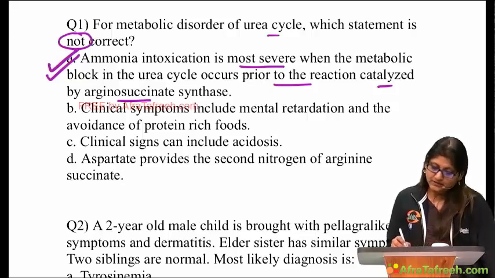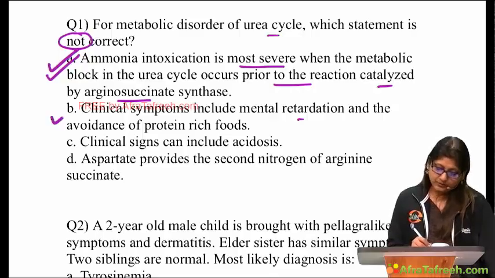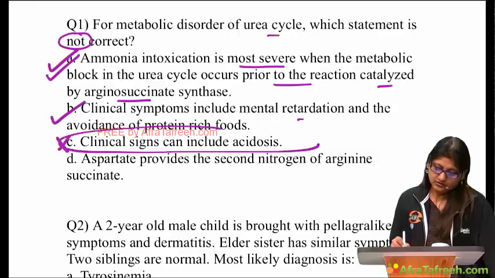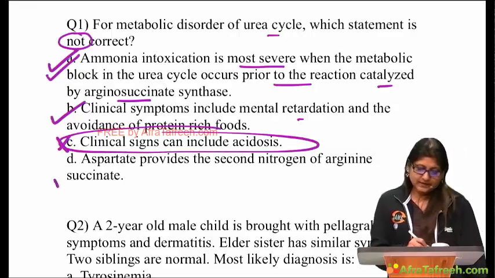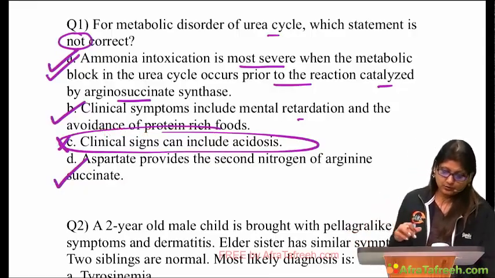Clinical symptoms include mental retardation and avoidance of protein-rich food. This is also a correct statement. Clinical sign is not acidosis, it is alkalosis. So this is the wrong statement. This is the answer. And aspartate is the source of second nitrogen in the urea cycle.